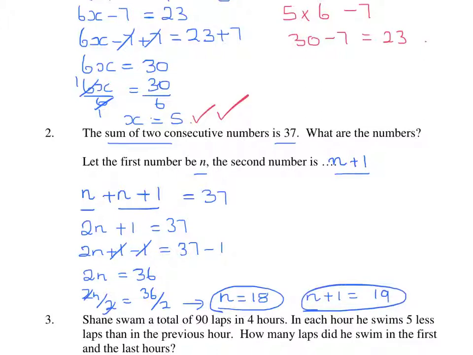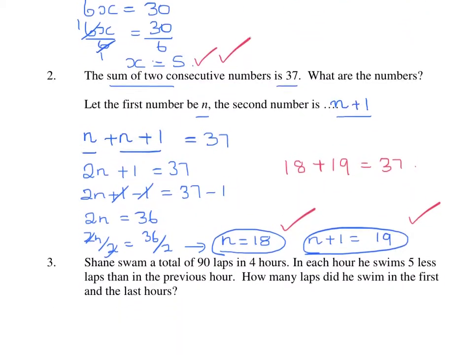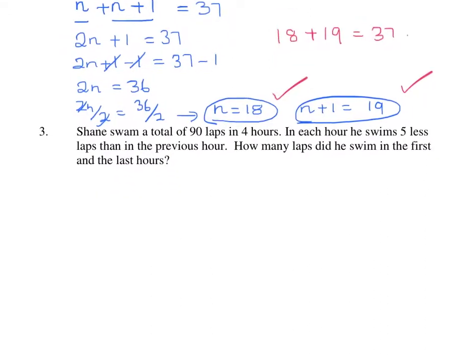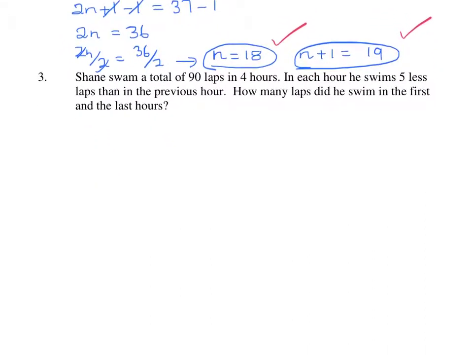Now they're two consecutive numbers. We can do our check. 18 plus 19. We add the two numbers, we do get 37. So our answer of 18 and 19 must be correct. And our last problem for today is this one. I'll give myself plenty of room to do it.